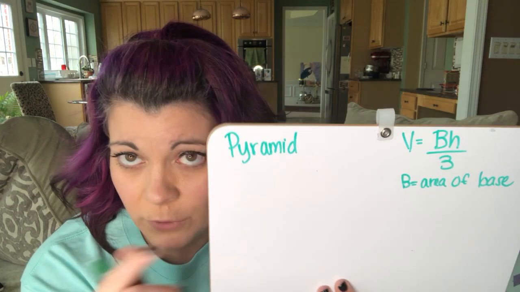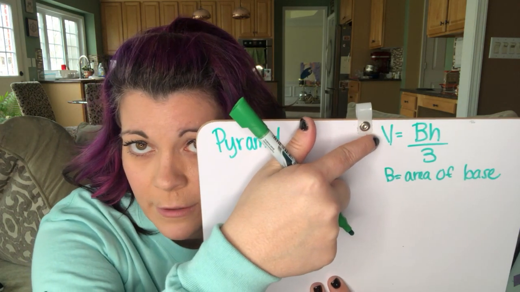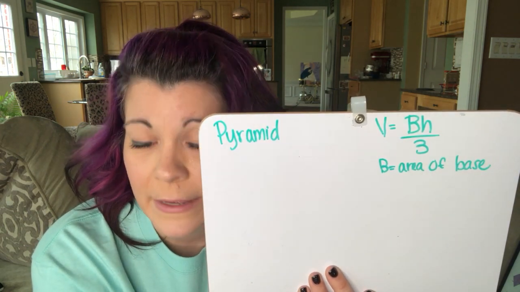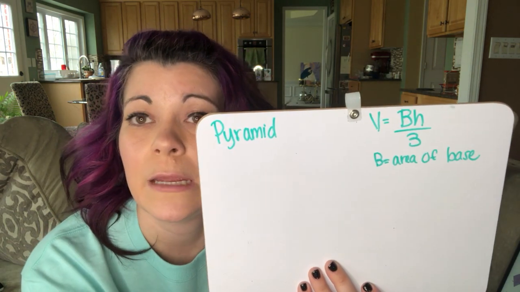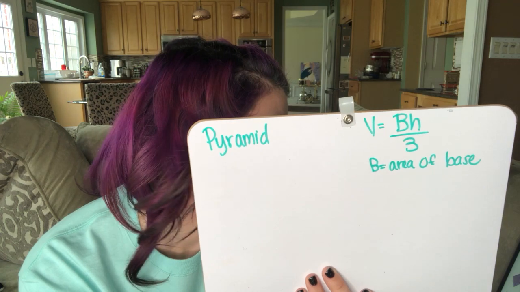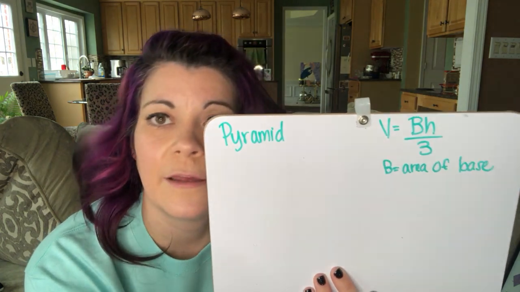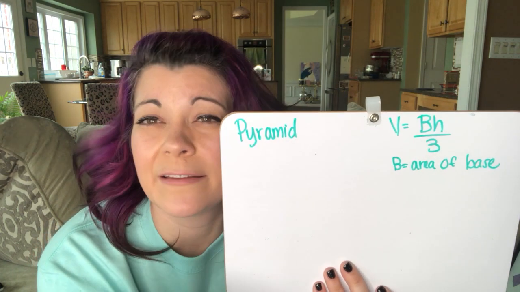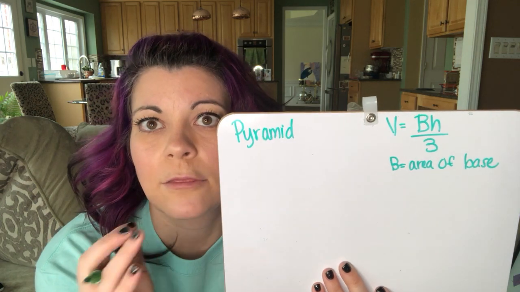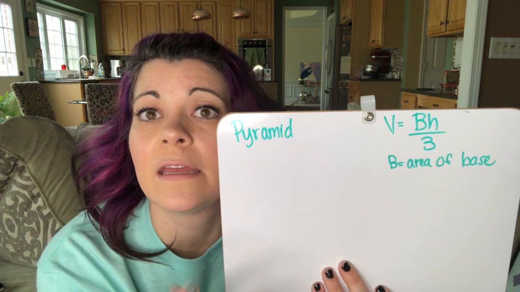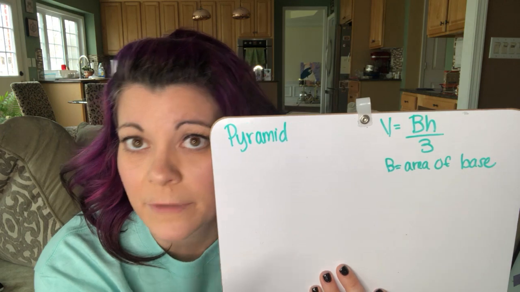If you notice, this is a formula for the prisms. Volume equals base times height. The only difference here is we divide it by 3, which means that if a pyramid and a prism had the exact same measurements, 3 of those pyramids could fit into that rectangular prism, because that's how we divide it by 3.